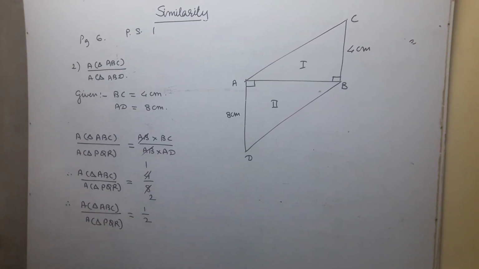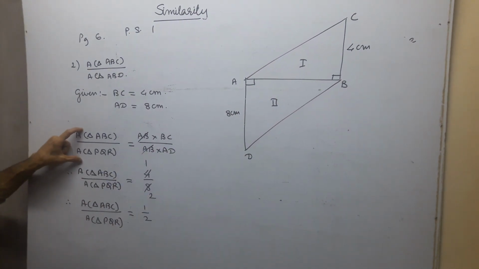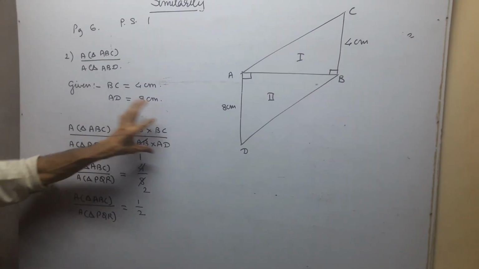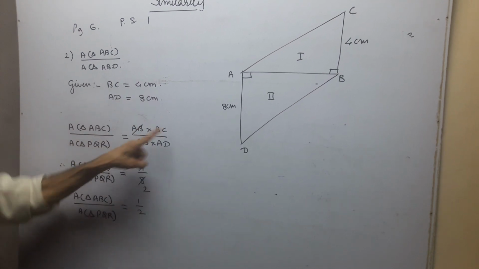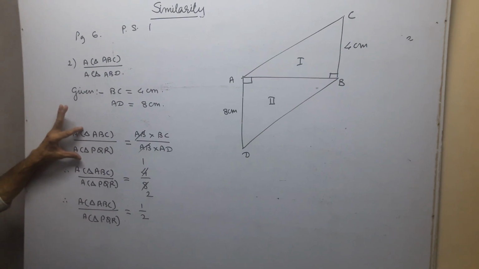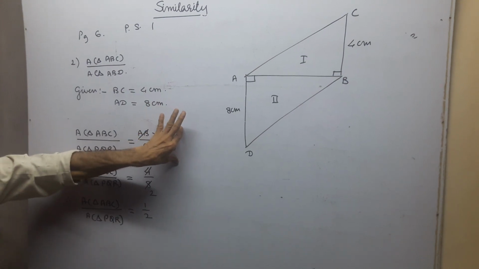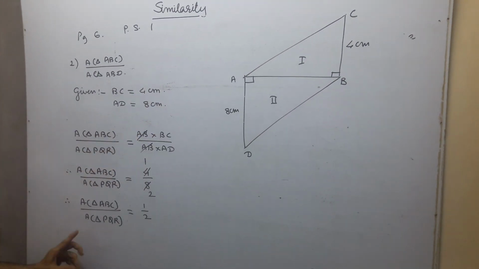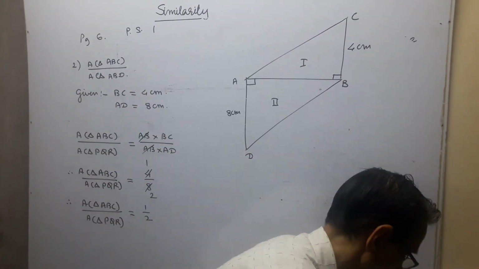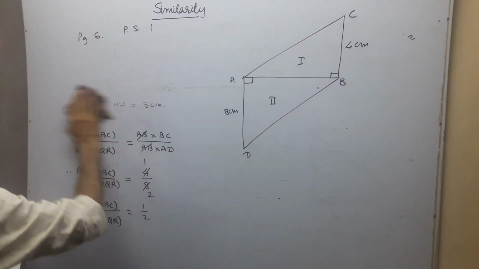So one thing we can keep in mind is that if bases are equal, then the ratio of the areas of two triangles is proportional to their heights, and if heights are equal, then proportional to the bases, and if both are equal, then areas are equal. See once again, the ratio of the areas of two triangles, if bases are equal, then proportional to their heights, and if heights are equal, then proportional to their bases. You copy this. Let us take one more example. Let's take the fifth example now.